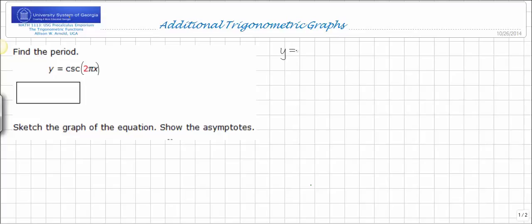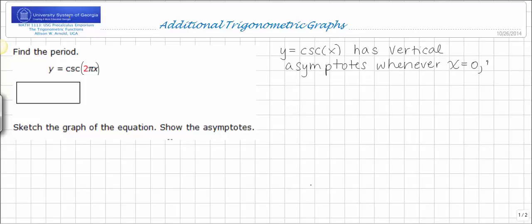The basic graph of cosecant of x, which is the reciprocal of sine, has vertical asymptotes whenever sine is 0. And as I mentioned in an earlier video, sine is 0 whenever x is 0, plus minus pi, plus minus 2 pi, and so forth. That's basic cosecant of x.